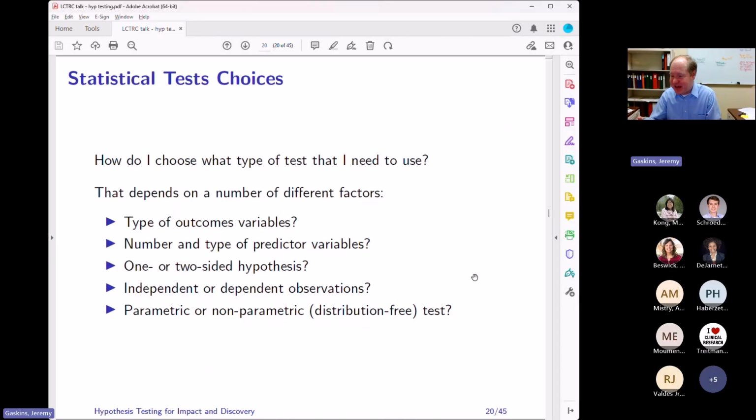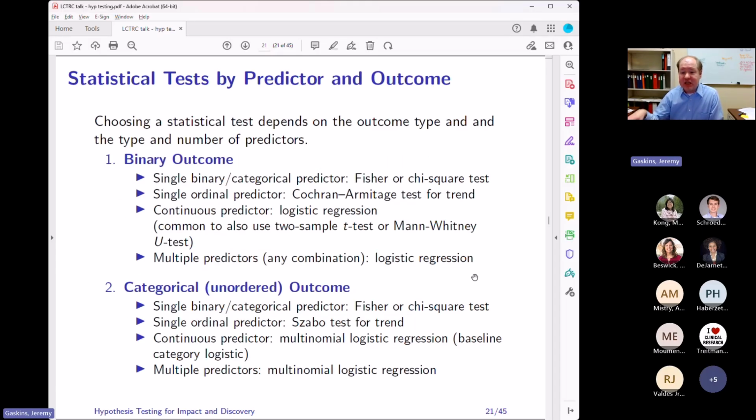I expected that I was going to run out of time, so that's okay. The different things that we need to think about as we're considering what type of test and how we're going to do that. So first is that the type of test that we're going to use depends on the predictor or predictors that I'm using and the outcome.